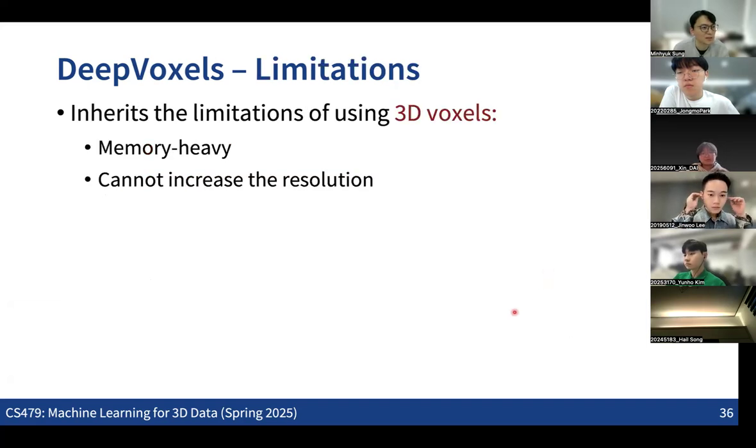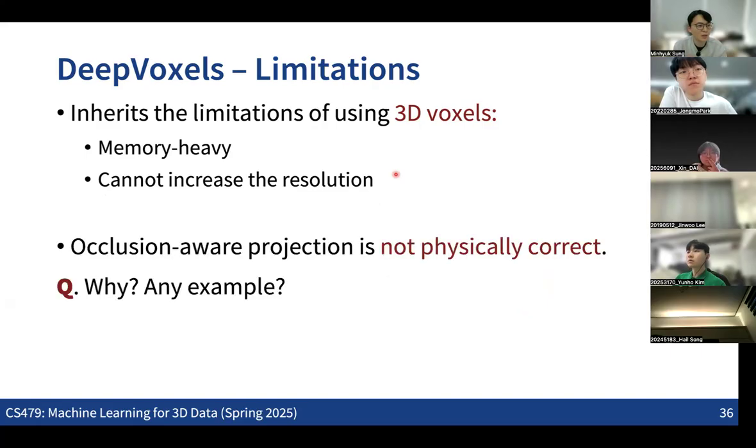Obviously, the downside of this work is that it is memory heavy. We need to have the 3D voxels, and for each of the voxels we need to have a high-dimensional latent feature. And there's no way that we can increase the resolution. Once we have a specific resolution, that's the output that we get, right? So that's the limitation of the 3D voxels.